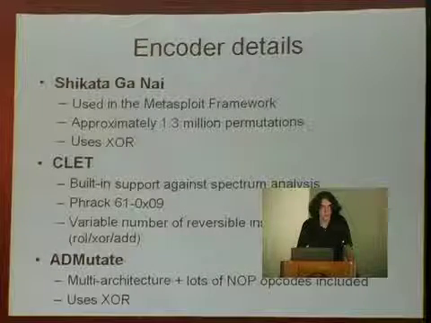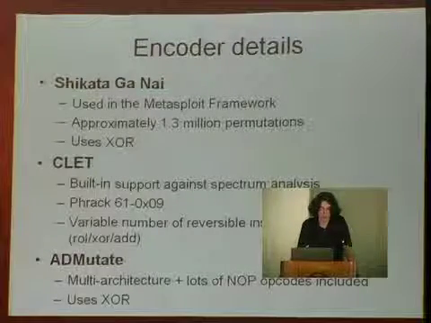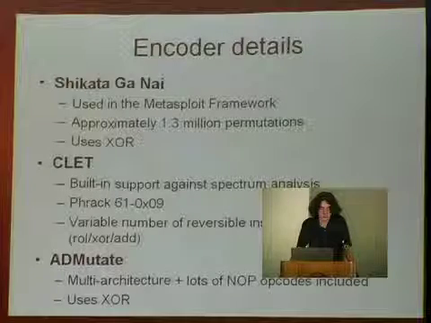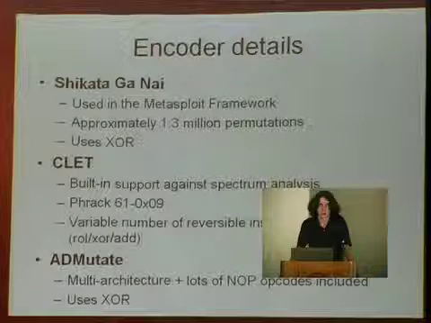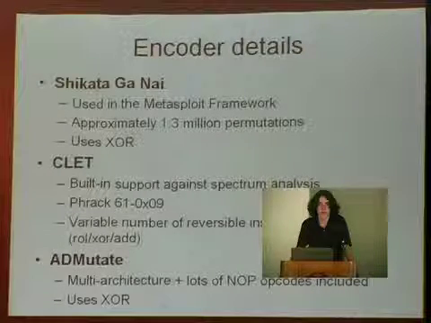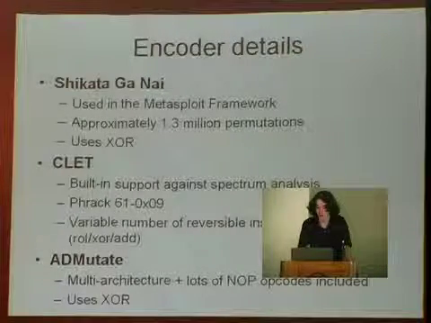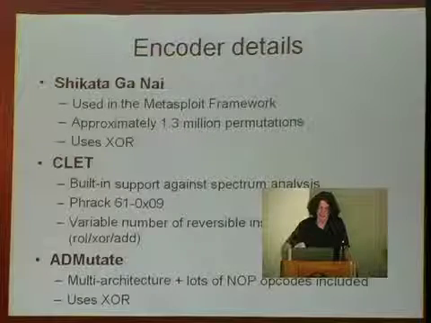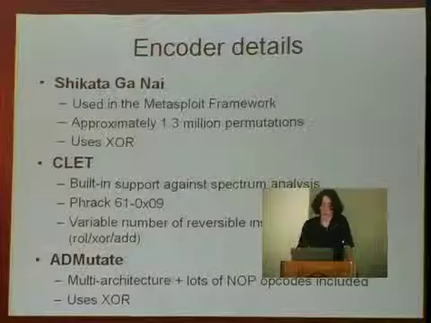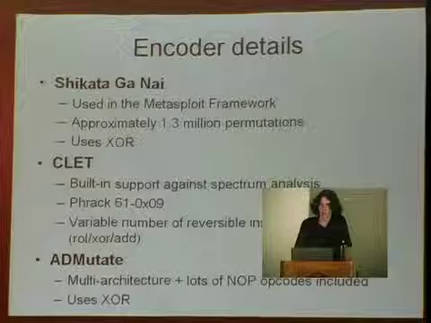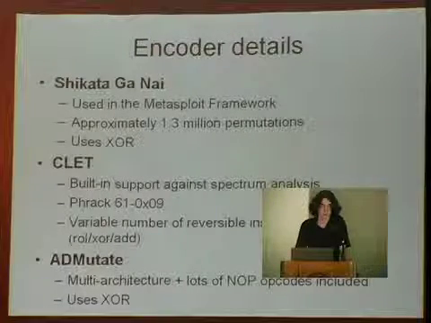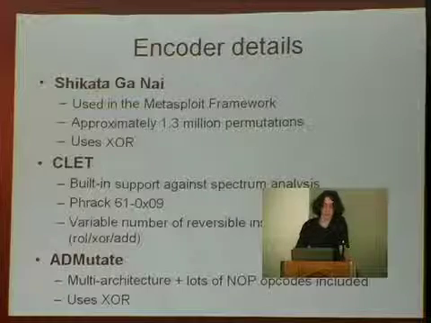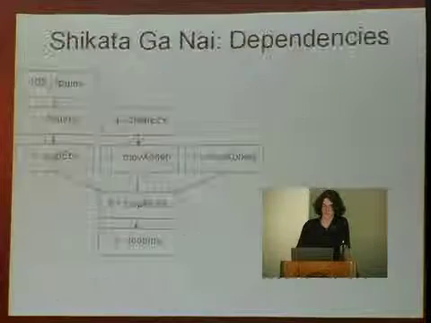The last one that will be discussed is ADM mutate. It was released as essentially a small toolkit. It had, I believe, encoders for 3 architectures, though only the IA32 one was actually polymorphic. And it had lots of NOP opcodes included, also for 3 architectures: IA32, SPARC, and HPPA. And like Shikata Ga Nai, it also uses a 4-byte XOR key.